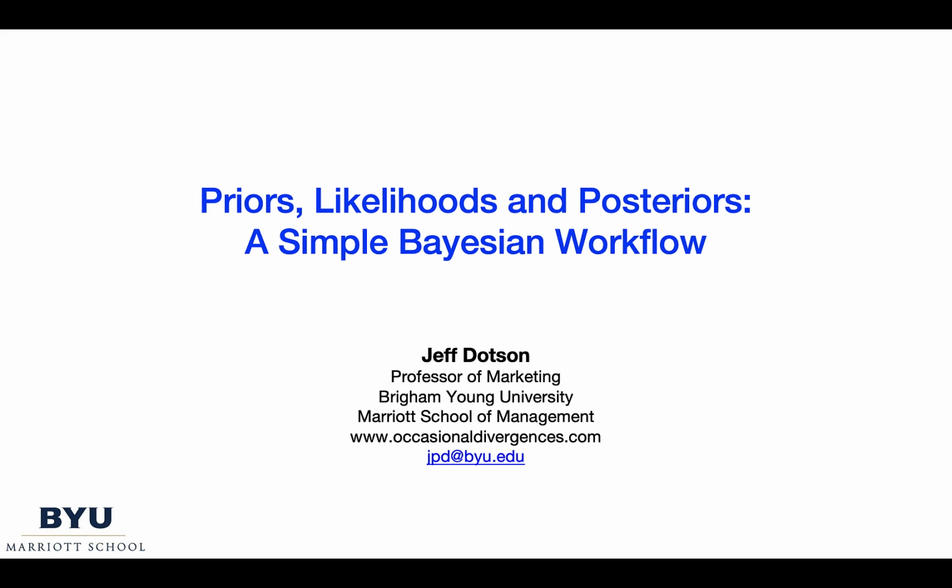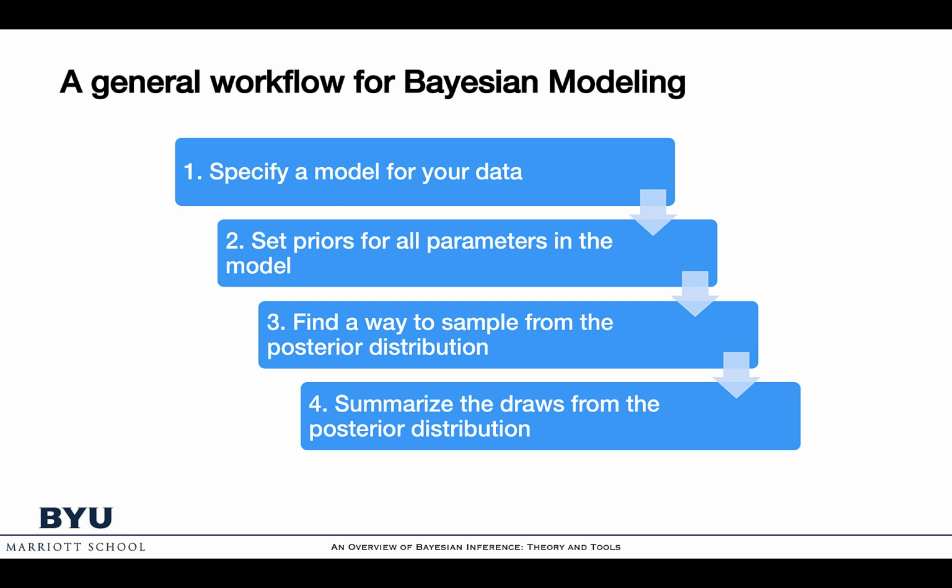In this video, I'm going to talk about priors, likelihoods, and posteriors, and I'm going to present a simple Bayesian workflow for conducting studies. So this is the workflow for Bayesian modeling. These 4 steps are required for any study that I conduct. The first step is to specify a model for your data. The second step is to set priors for all of the parameters in that model. Step 3 is to find a way to sample from the posterior distribution. And step 4 is to summarize the draws from the posterior distribution to engage in statistical inference.